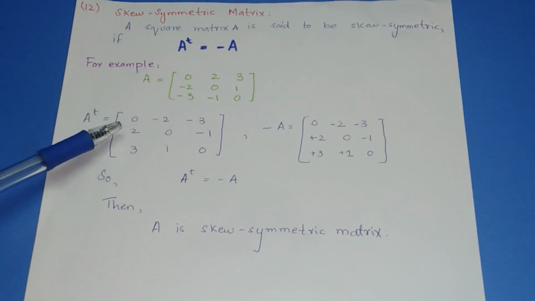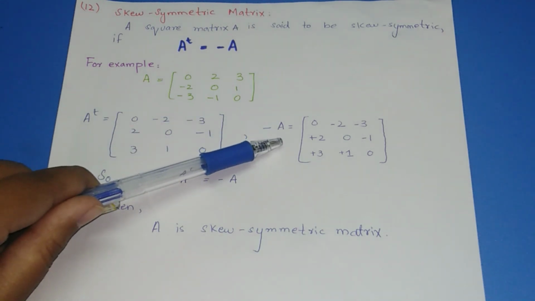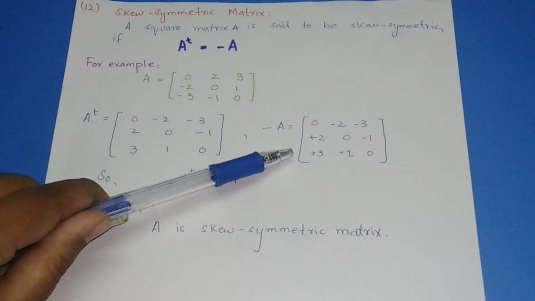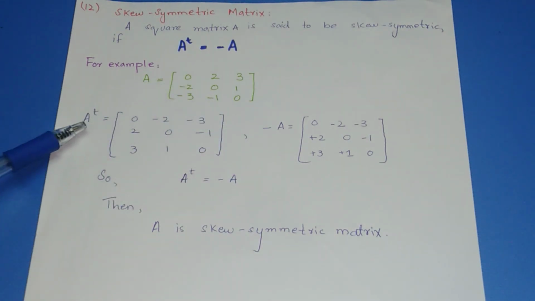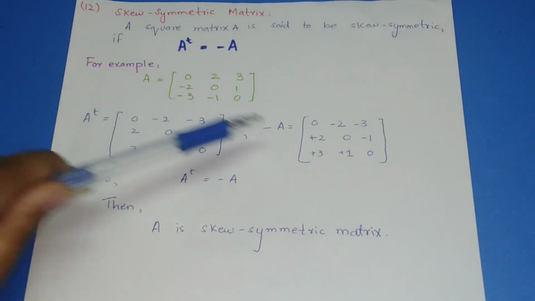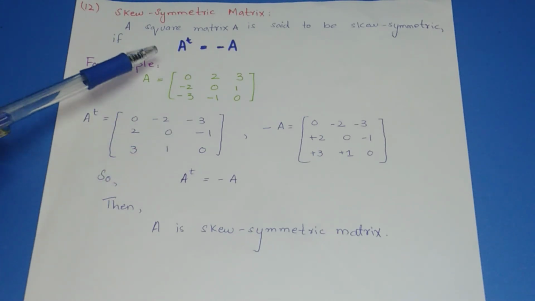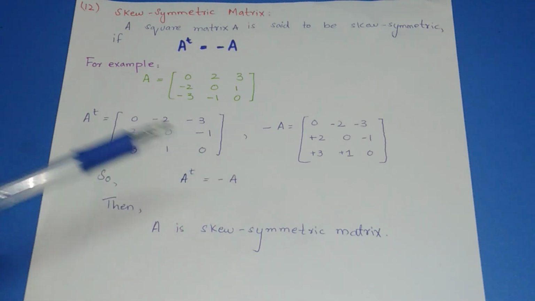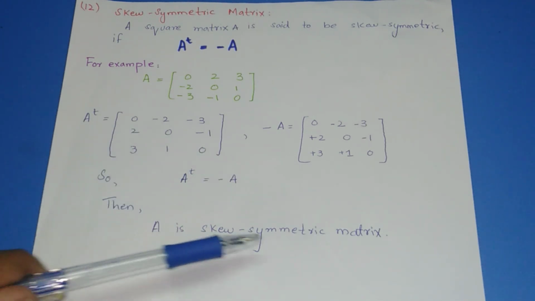Transpose can be found by changing rows into columns or columns into rows. And negative can be obtained by changing the signs of all entries of the matrix A. So here we see that the A transpose and the negative of A is equal. So the condition of skew symmetric is satisfied, that is A transpose is equals to negative of A. So we can say that A is a skew symmetric matrix.